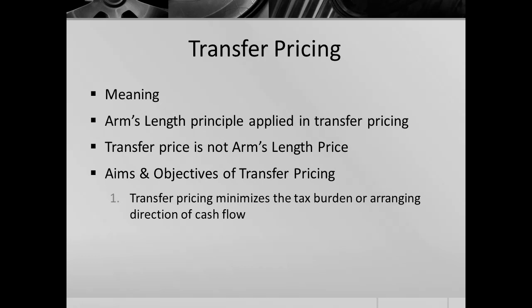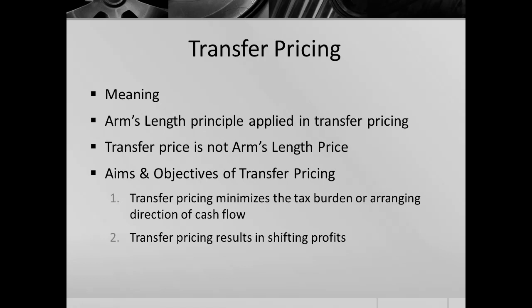so transfer pricing minimizes the tax burden and arranges the direction of cash flow. So it refers to the value attached to the transfer of goods, services and technology between related entities, such as parent and subsidiary corporations, and also parties which are controlled by a common entity. So in essence, the pricing is not a set of independent transfers between transferor and transferee in arm's length transactions.